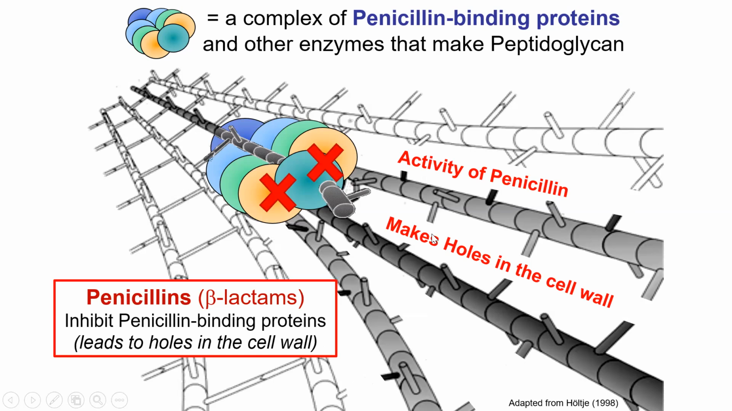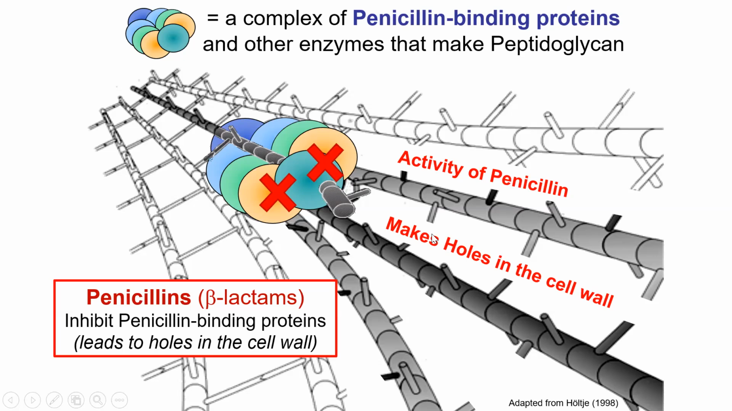So by cross-links, I mean peptide bonds that are linking the 2 different carbohydrate strands, and these holes are left, right? And so that's what happens. You get holes. I have a little video I'll show you of some bacteria that are dying here in a moment. Penicillins are also called beta-lactams.